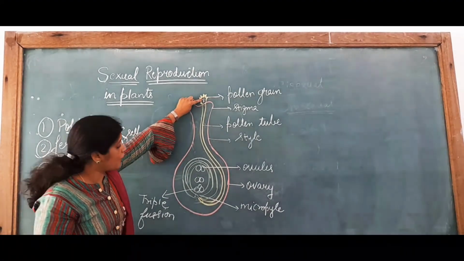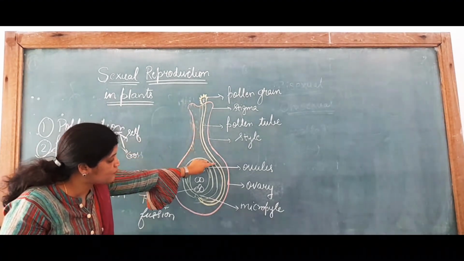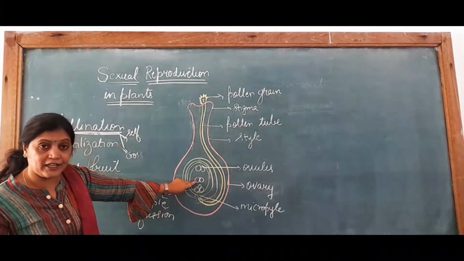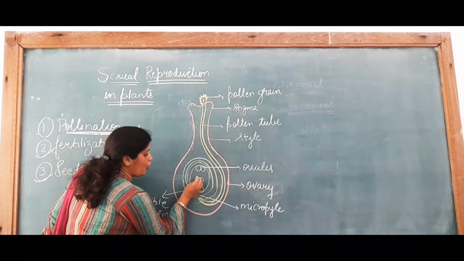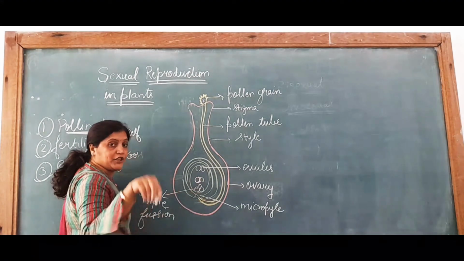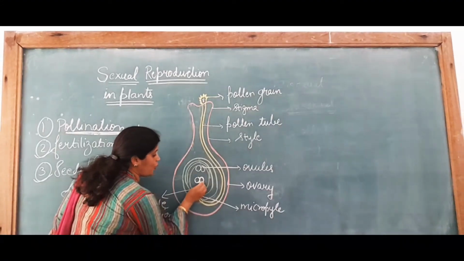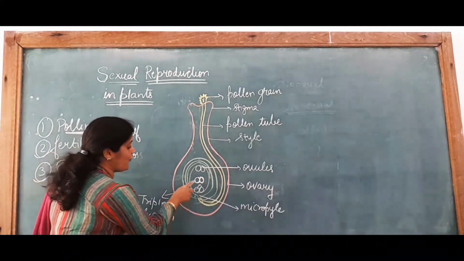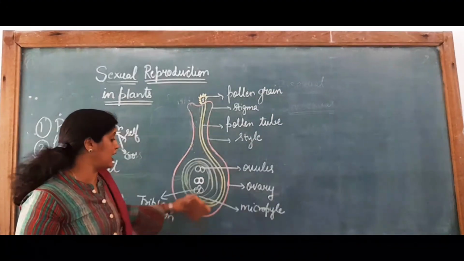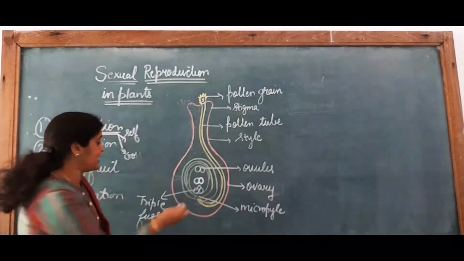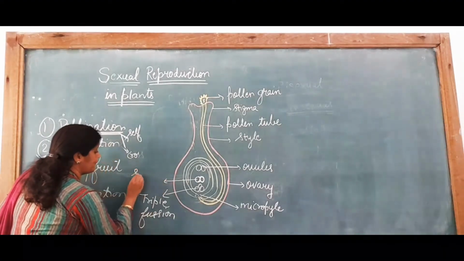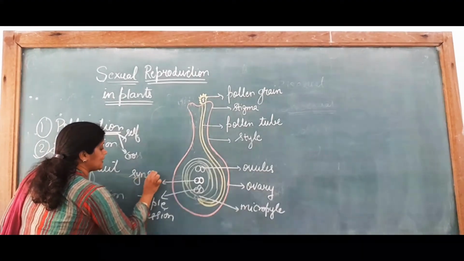Now the second nucleus will come through the pollen tube, and in the center earlier only one ovule was present. Now the second one will come, which is the pollen grain's nucleus. Here one ovule and one pollen grain nucleus get fertilized. It is called syngamy.